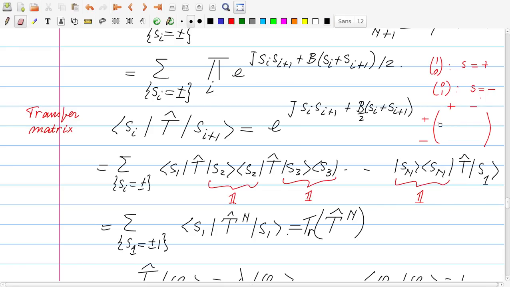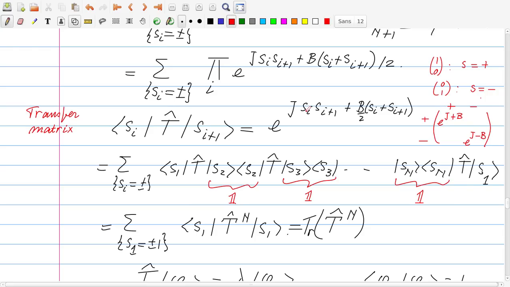So if I want to fill the matrix T according to this, then I start with plus plus. So the S_i and the S_{i+1} are both plus, so I get an e to the power J here. And here I get a plus B, because both S_i and S_{i+1} are plus 1, so they add up to 2, and so I get a plus B. In the lower right corner, I have two minus spins, so I again have an e to the power plus J, and then this term gives me now a minus B.